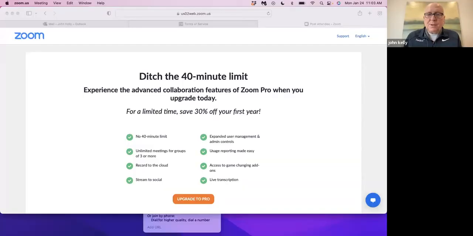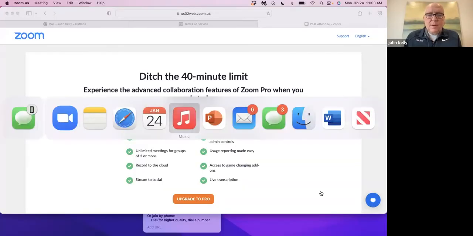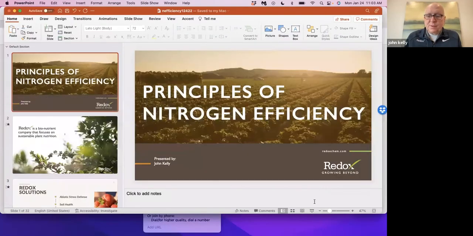I will share my screen and we'll get started with our discussion of nitrogen efficiency.